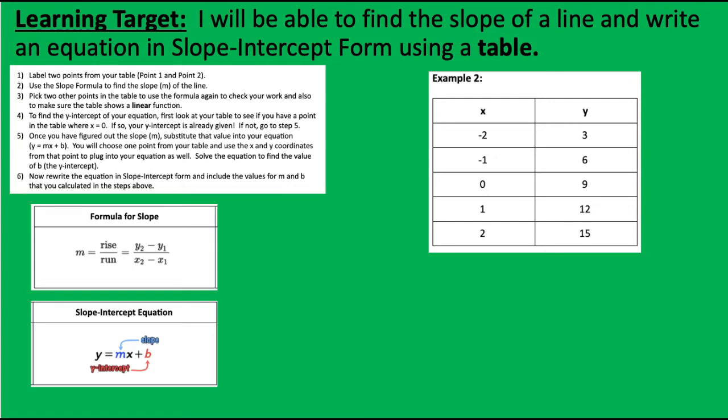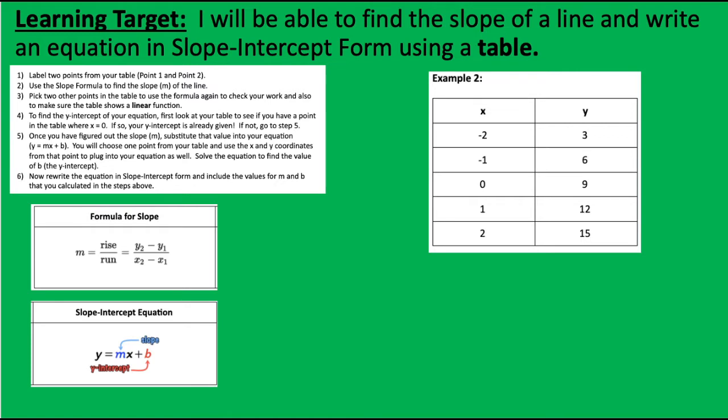For example 2, we have the same learning target. I will be able to find the slope of a line and write an equation in slope-intercept form using a table. So we're going to go through these 6 steps again, starting with step 1, where we need to label 2 points from our table, point 1 and point 2.